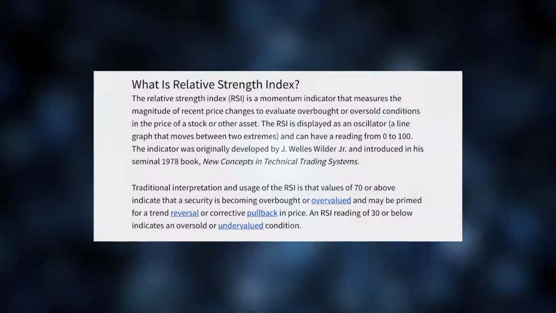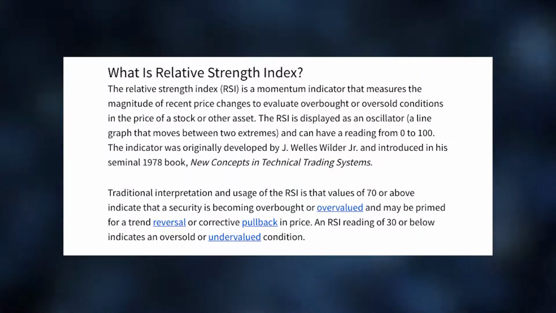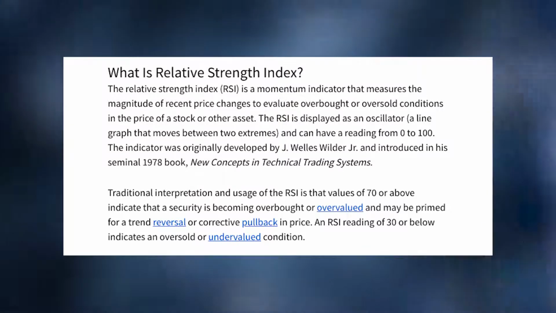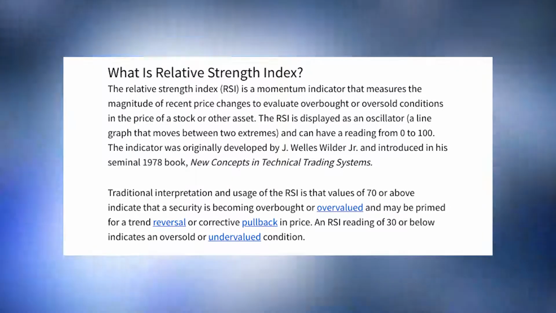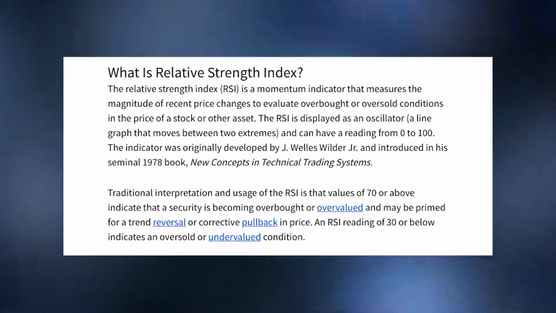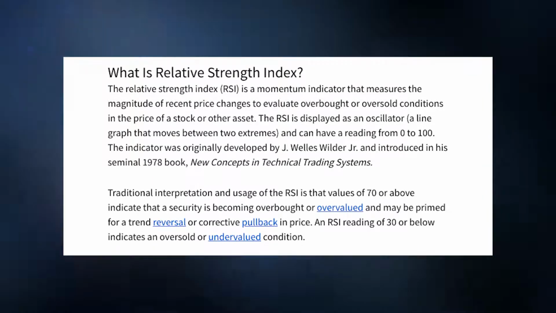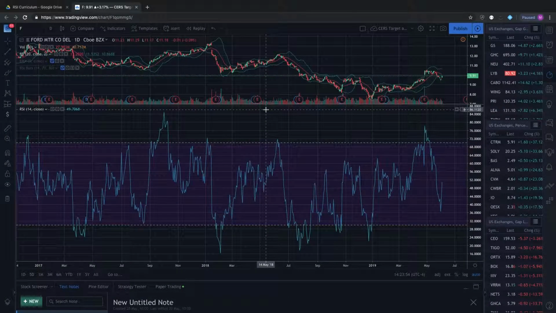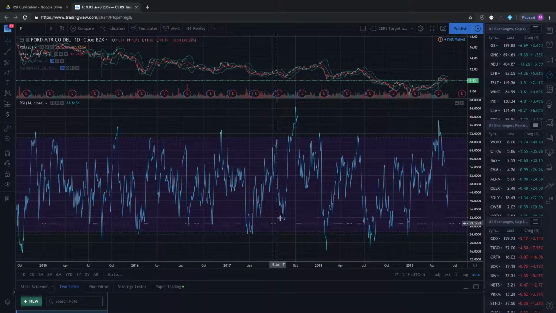Now here's the RSI definition, straight from Investopedia. The Relative Strength Index is a momentum indicator that measures the magnitude of recent price changes to evaluate overbought or oversold conditions in the price of a stock. And the RSI is displayed as an oscillating line and can have a reading between 0 to 100. Now, traditionally, RSI signals are considered overbought when the indicator is above 70 here, and oversold when the indicator is below 30 here. So, how does it all work?